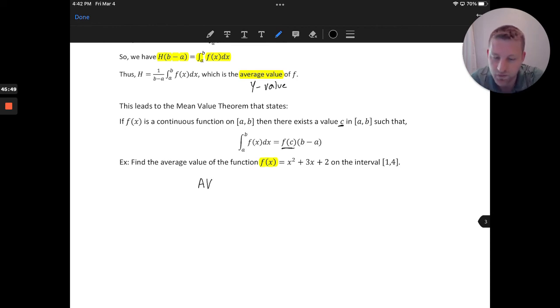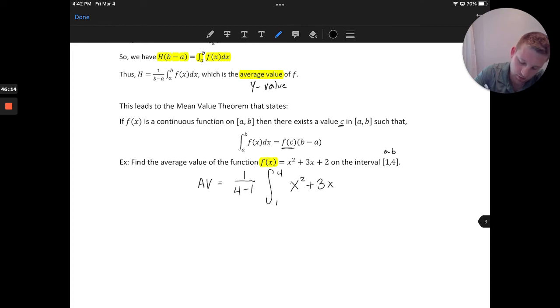The AV, average value, is going to be equal to 1 divided by b minus a. And for us, we have the interval from a to b of 1 to 4. So we have 4 minus 1 is the size of our interval. We want the integral from 1 to 4 of our function. In this case, it's x squared plus 3x plus 2 dx.